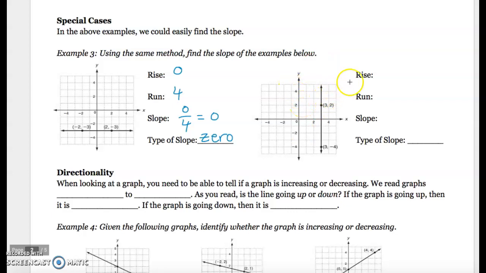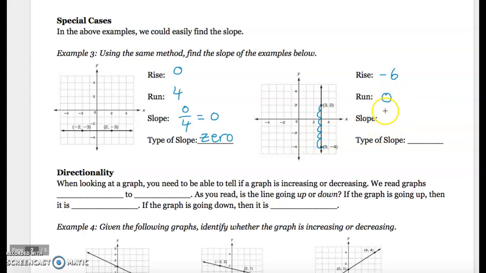Vertical lines, though, the rise is, let's just use the 2 points they gave us. So the rise is actually going to be up or down. I guess it doesn't really matter. 1, 2, 3, 4, 5, 6. Let's say it's down 6. Your run, though, it doesn't go left or right at all.